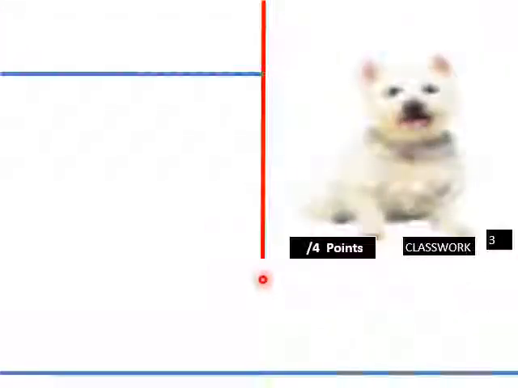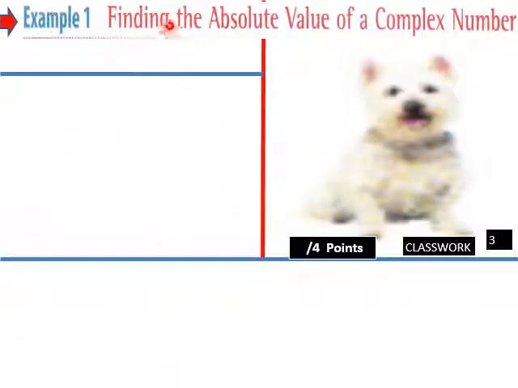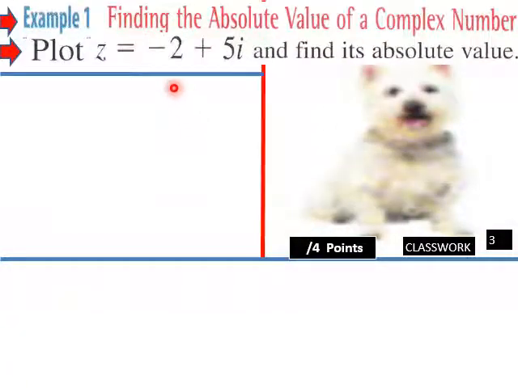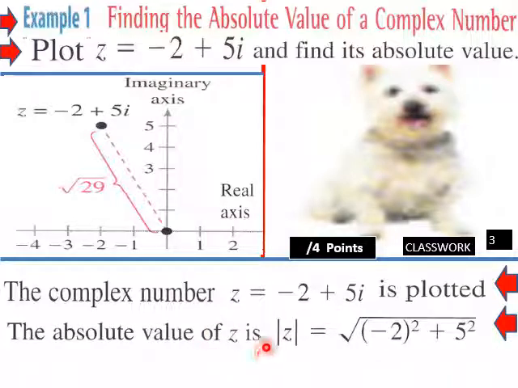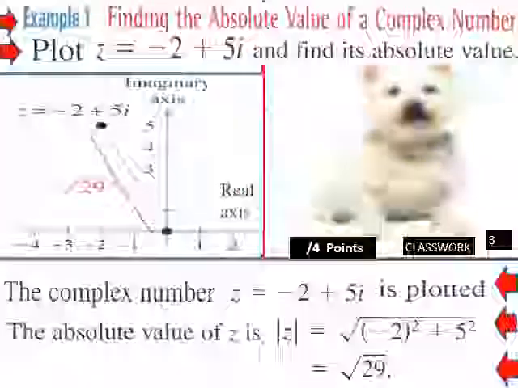So let's try one. Going into an example here, find the absolute value of a complex number. Plot z equals negative 2 plus 5i, and find its absolute value. So the complex number z equals negative 2 plus 5i is plotted. The absolute value of z would be radical of negative 2 squared plus 5 squared, and you get radical 29 for the absolute value of this complex number there.